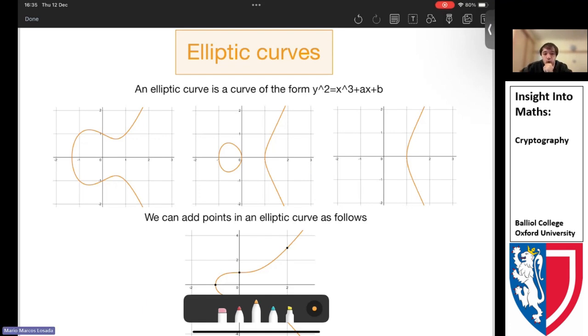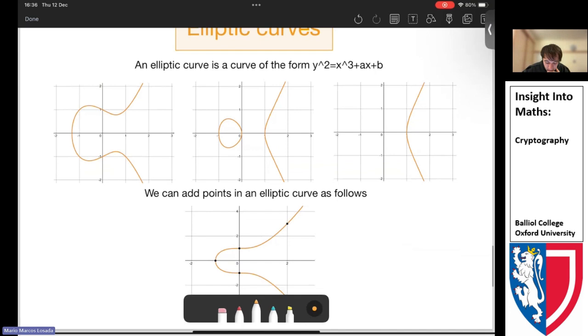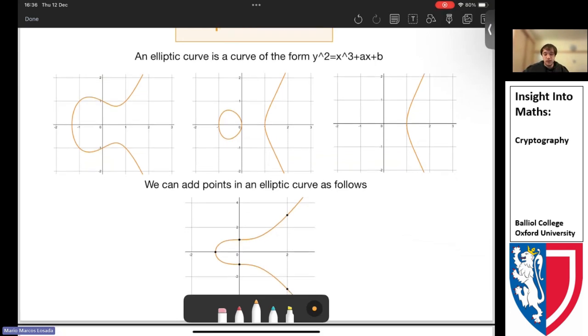And the reason why it's important is because we can use them to have some sort of algebraic structure. So basically we can take 2 points on an elliptic curve and add them together to obtain a new point. And this might sound like something silly to do, but it's actually really, really useful. And I'm going to show you first how we do this point addition on elliptic curves.